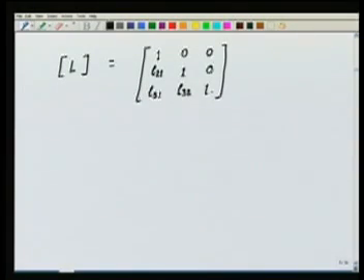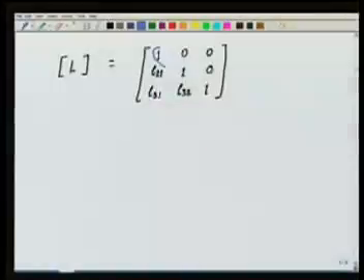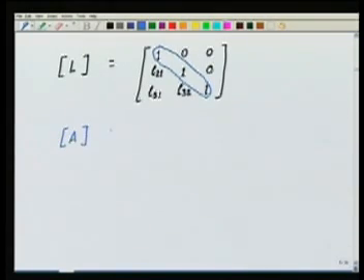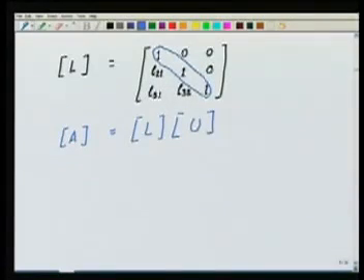You see what has happened? Now I have obtained a lower triangular matrix, and you see that the diagonals are all 1. This is a beautiful property of this matrix L. So now I can write the matrix A as a lower triangular matrix L into an upper triangular matrix U.